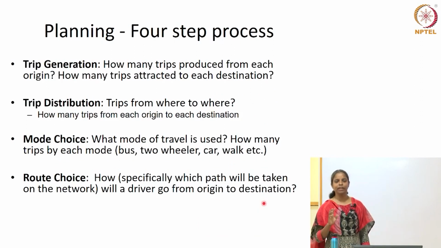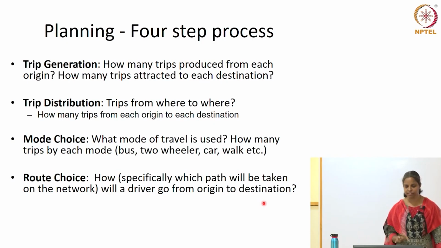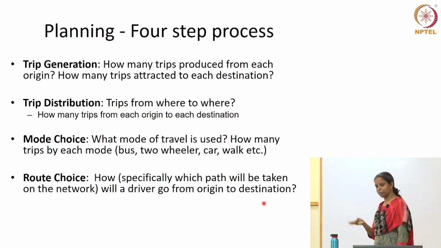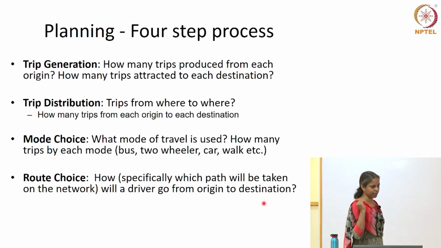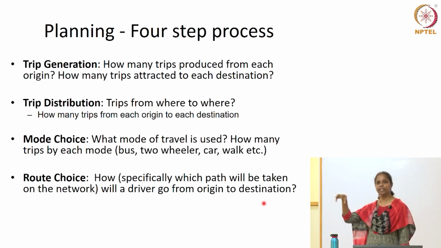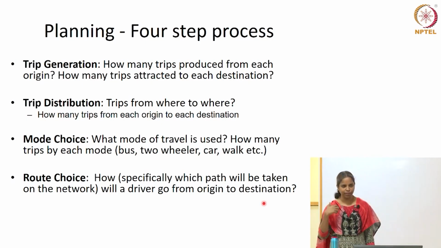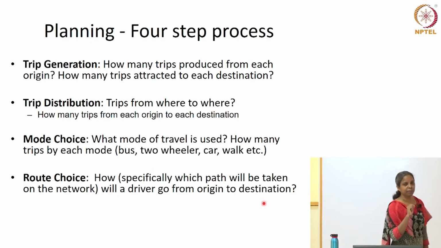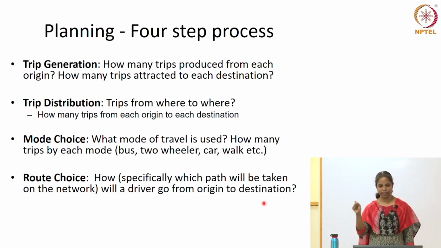So the planning part has 4 major steps. I am not going to get into the details, but they are called trip generation, trip distribution, mode split and route choice. So what we are saying is first you want to find out how many trips are generated from each place or how many trips are attracted to each place in the first stage. Second stage, you are trying to say from this zone to this zone this many trips happen. That's the trip distribution step.